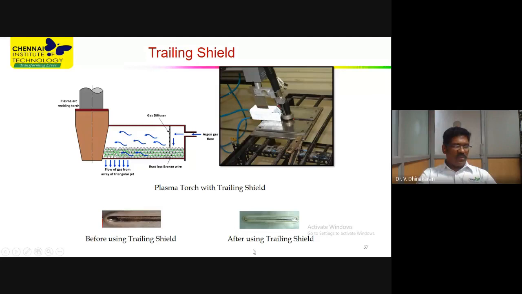Okay, so after using the trailing shield, we have got a very sound weld. Before using the trailing shield, we got this one. This welding color is not at all allowed, and this is the quality weld which is accepted by the research community.